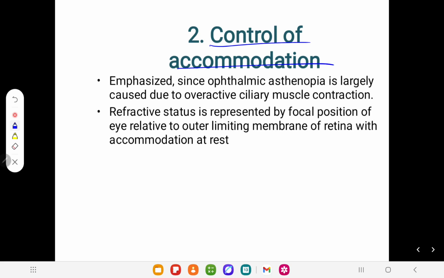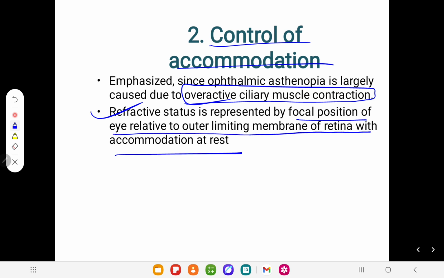Okay, so now come to the control of accommodation. This is very important because ophthalmic asthenopia is largely caused by overactivation of ciliary muscle contraction. Whenever the ciliary muscles contract, accommodation happens, and we know that over accommodation is the cause of asthenopia. So refractive status is represented by the focal position of the eye relative to the outer limiting membrane of the retina with accommodation at rest. We want the secondary focal point of our eye at the outer limiting membrane of the retina with accommodation at rest.